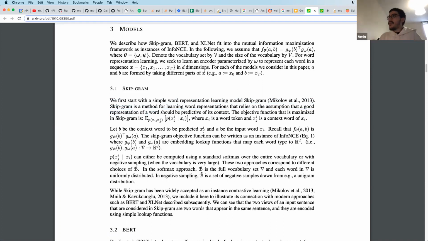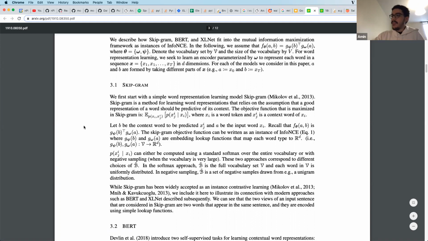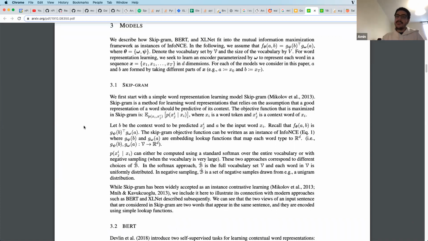So I'm actually going to go to, oh, it's not up here now. Okay, no worries. I was going to show a nice diagram of the Skipgram model, but we can just describe it.